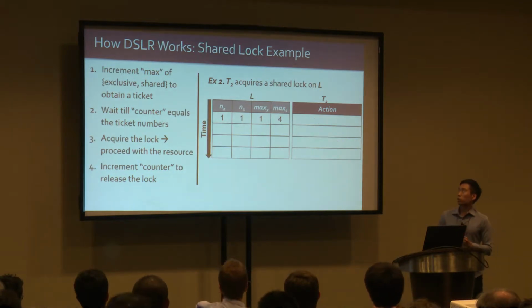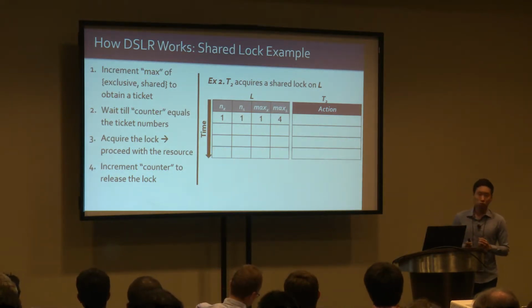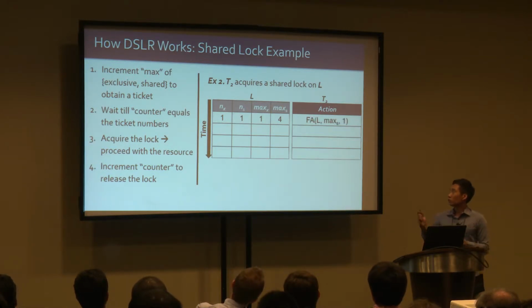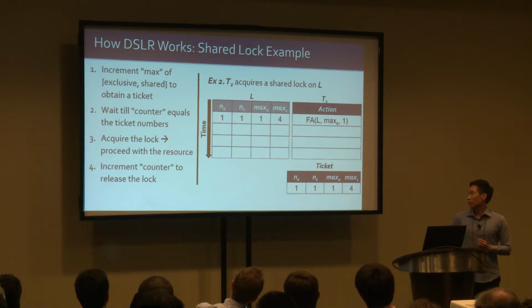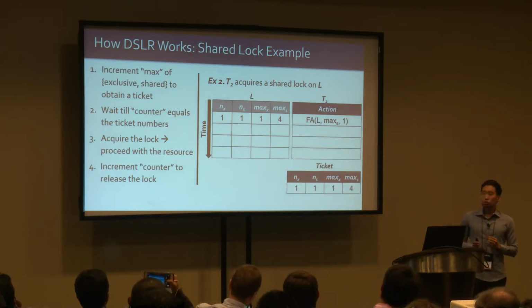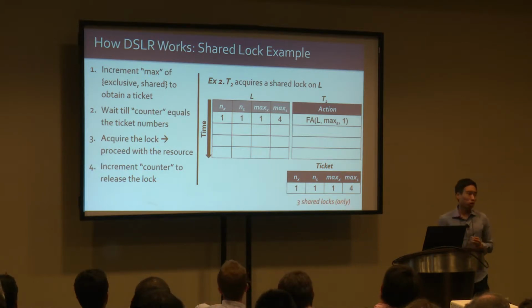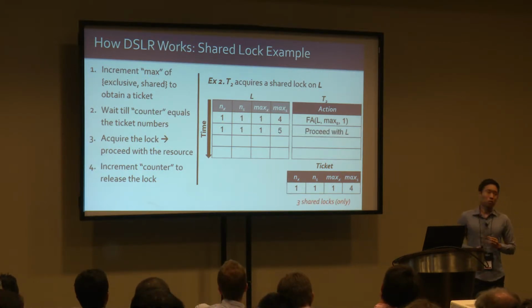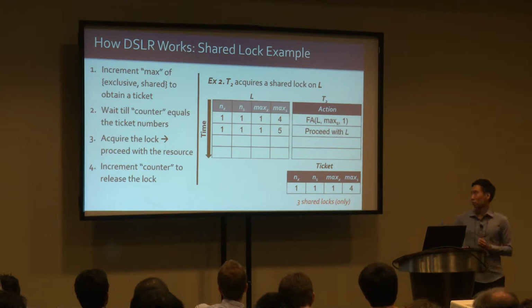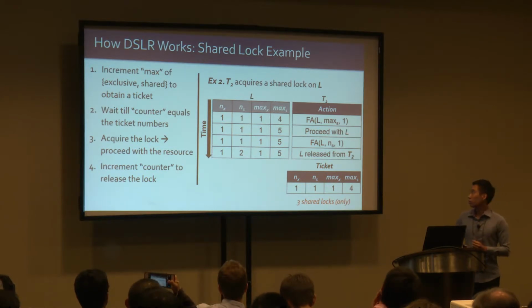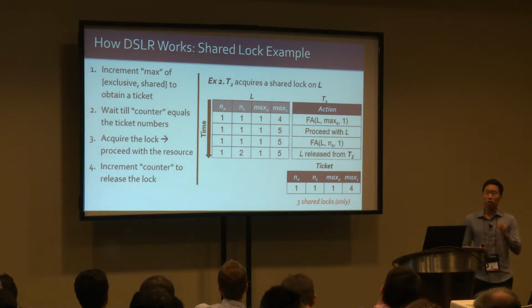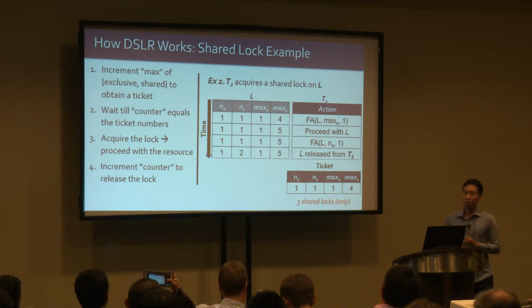Now, here is the second example. Now transaction 2 tries to acquire a shared lock on the object. Similarly, it uses fetch and add, this time adding the shared max value, and gets this ticket. But here, as soon as it sees there are only shared locks in the system, it can straight away grab the lock and proceed with the object. Similarly, once it is done, it uses fetch and add to increment the shared counter to release the lock.